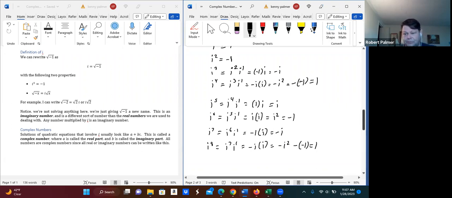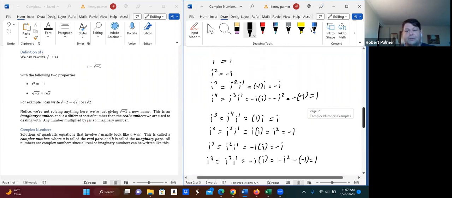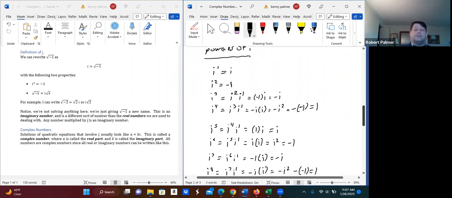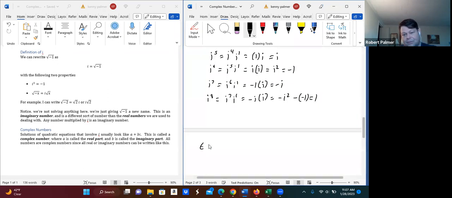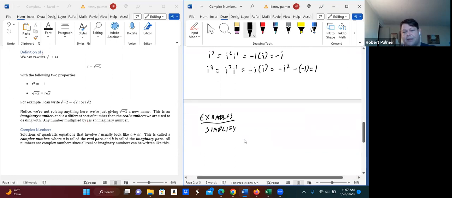So we can actually use this to simplify complex numbers if we need to. It's kind of interesting, but we can also use it to simplify things. So let's do a quick example of that. Say we want to simplify i to some power. Pick one. Let's say i to the 13th. I'll show you 2 ways we can do this.